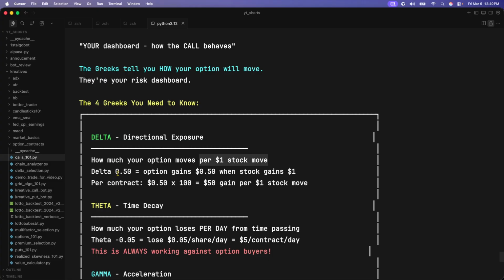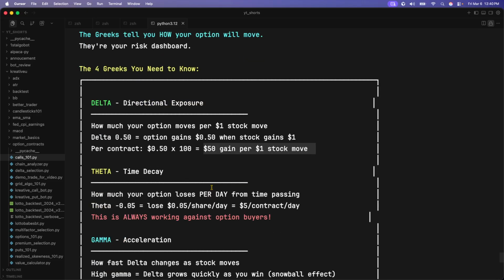So with a delta of 0.5, the option gains 50 cents when the stock moves $1. Per contract, that is $50 per $1 gain, right? Now, delta also tells you the probability of profit, meaning that this option contract has a 50% chance of expiring in the money, to be able to make your money at or near the money, right? So that's what the probability of profit is telling you.